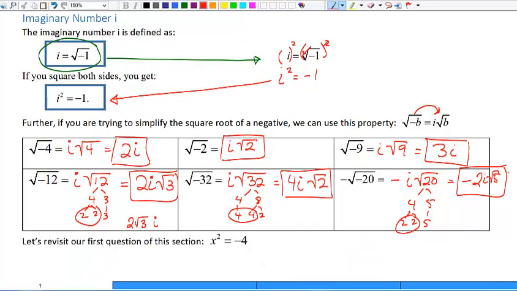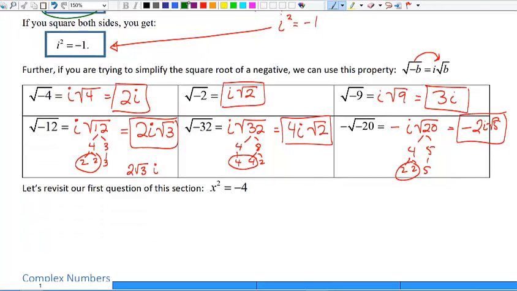Now that we've had some practice with imaginary numbers, let's revisit our first question of the section. x squared equals negative 4. If I square root both sides, again we'll talk about this method in more detail in a future section, that gets me x, because the square and the square root undo each other. Then I have the square root of negative 4. It's actually plus or minus, again for a reason we'll talk about in a future section. But what is the square root of negative 4? Well, the negative comes out and becomes an i, and the square root of 4, well, that's just 2i.